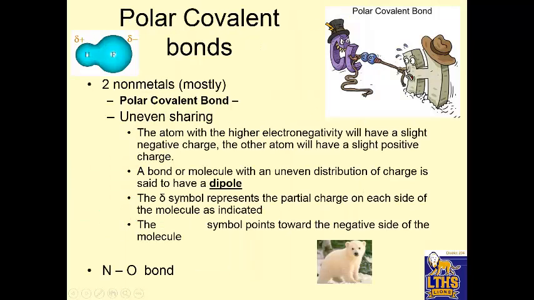What about polar covalent bonds? Well, they're sharing. Co means sharing, right? So you have two nonmetals again, usually, and it's called a polar covalent bond because there's uneven sharing. Why could there be uneven sharing? It's because one of the atoms in the bond is a bigger hog of electrons. It has a higher electronegativity. So the one with the higher electronegativity pulls the electrons they're sharing closer to itself.